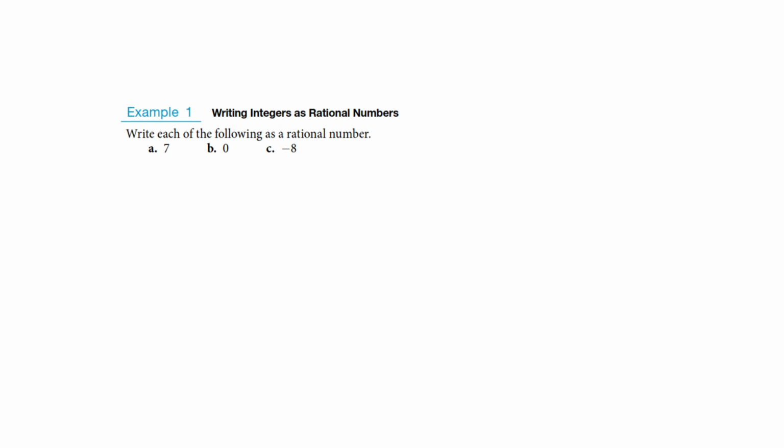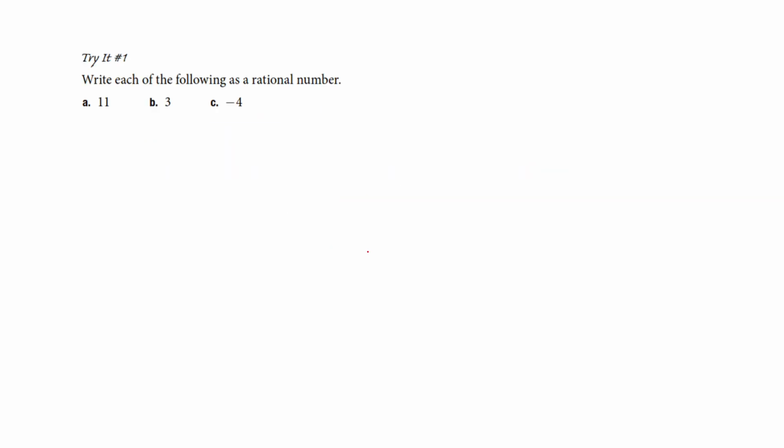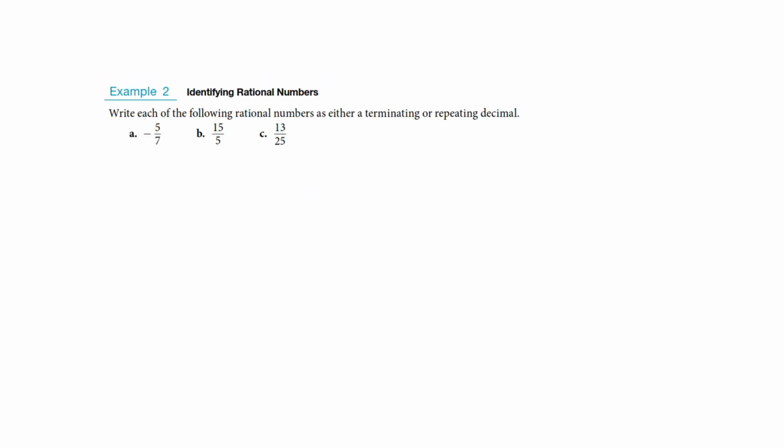All right, so they're first asking us here to write any of these as a rational number. So can we write these as a fraction? Well, we can. You can just put them all over 1, which makes those rational numbers. So the same here, of course. You could put all of these over the number 1, and now you've expressed them as a fraction. That makes it a rational number.